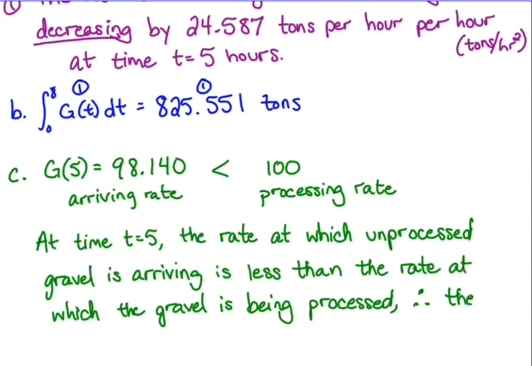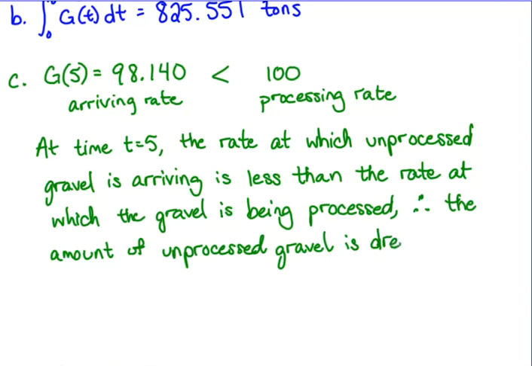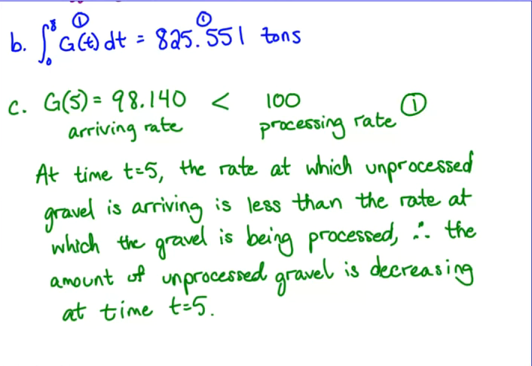Therefore, the amount of unprocessed gravel is decreasing. Man, I can't spell decreasing. And I've already said the time, but it can't hurt to say it again: at time t equals 5. Okay, so you get 1 point for your comparison up here, and you get 1 point for your conclusion.